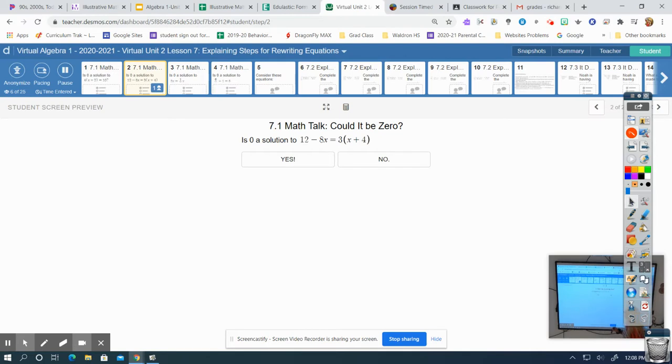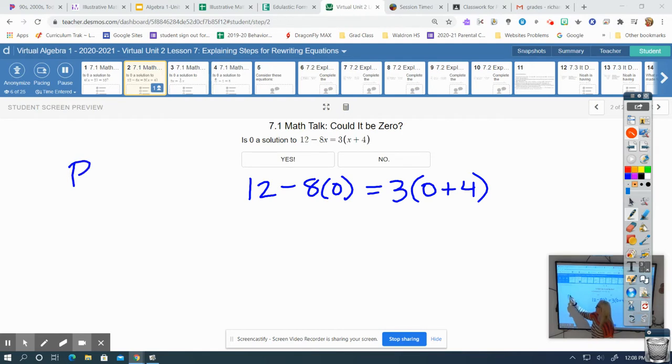Going to the next one, we would also plug 0 in for that. Everywhere we have an x in the equation, you're going to put a 0. So 12 minus 8 times 0 equals 3 times 0 plus 4. Again, you use your order of operations. If you don't remember those, they're parentheses, exponents, multiply or divide left to right, whichever comes first, add or subtract left to right, whichever comes first.